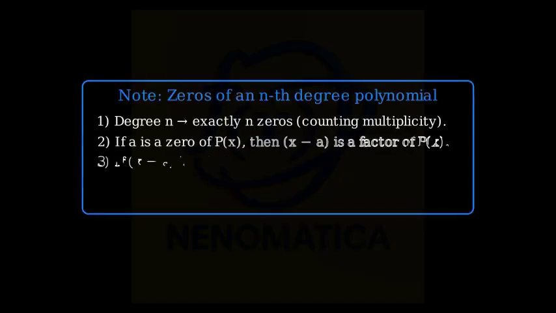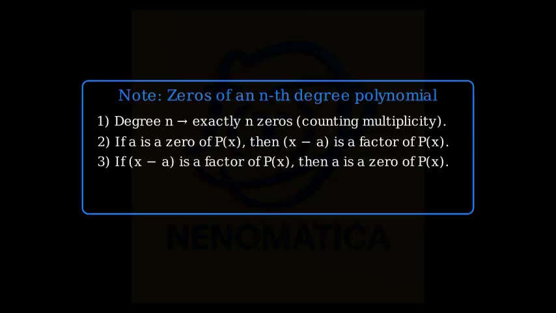Here are 3 essential facts about polynomial zeros that we will use. 1. An nth degree polynomial has exactly n zeros, counting multiplicity. 2. If a is a zero of the polynomial, then x minus a is a factor. 3. If x minus a is a factor, then a is a zero of the polynomial.